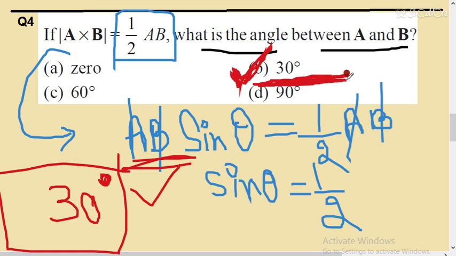I am repeating again. The magnitude of vector A cross vector B is equal to magnitude of A, magnitude of B, sine of the angle between vector A and B. Now this magnitude is given to me, that is equal to 1 by 2 times magnitude of A and B. So AB cancel out and we are left with sine theta equal to 1 by 2. So sine theta is equal to 1 by 2 for theta equal to 30 degree. I hope this is clear. So 30 degree, option number B is the right answer for question number 4. You can note down the solution please.